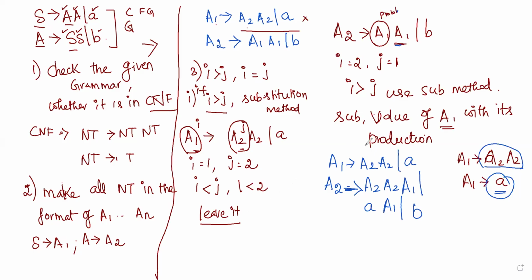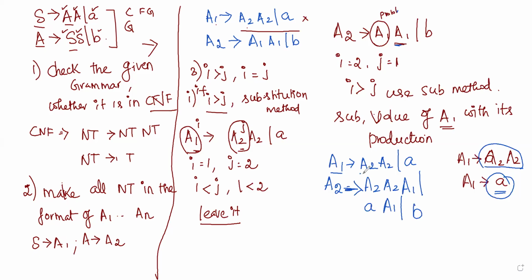Okay, so this is my updated production. First we have converted the CFG into CNF. Then we have applied some A terms on each non-terminal and we got this production. From this production, we checked whether I is greater than J. If I is greater than J, we use the substitution method. Now check the production whether I is greater than J.